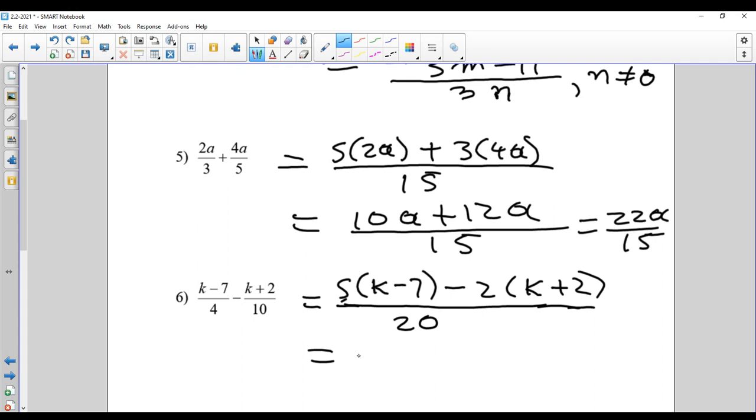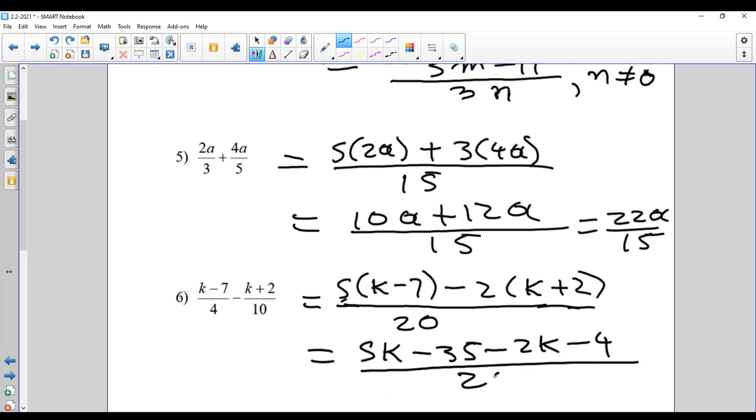So that is equal to 5k minus 35. It's a minus 2, so it's minus 2k minus 4, all over 20. So 5k minus 35 minus 2k minus 4. So we need to do some tidying up now. Can you help me to put all my like terms together?